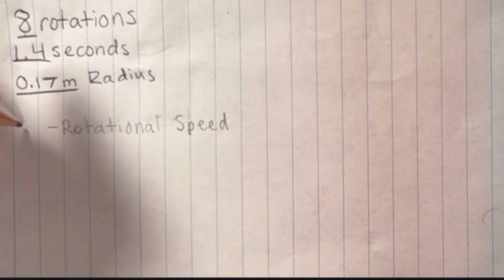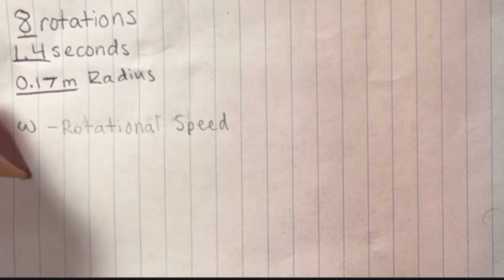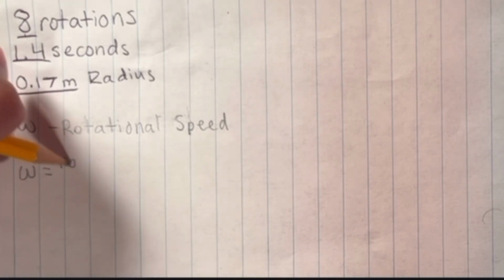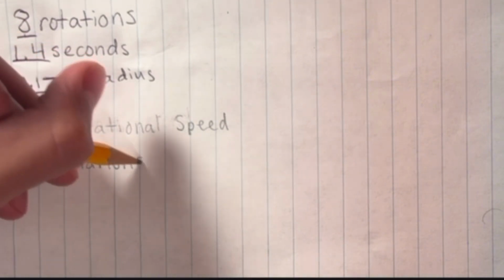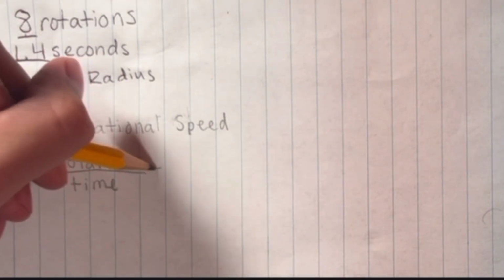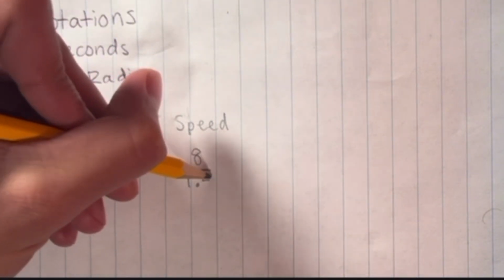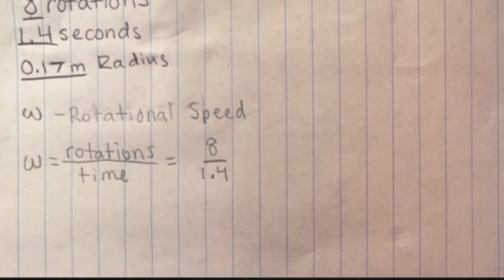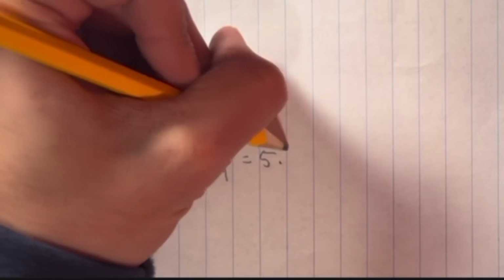Our rotational speed can be measured by this letter, which is the Greek letter lowercase omega. Our formula is rotational speed is equal to the number of rotations over time. So here we have 8 rotations over 1.4 seconds. When you divide those numbers, you get 5.714 rotations per second.